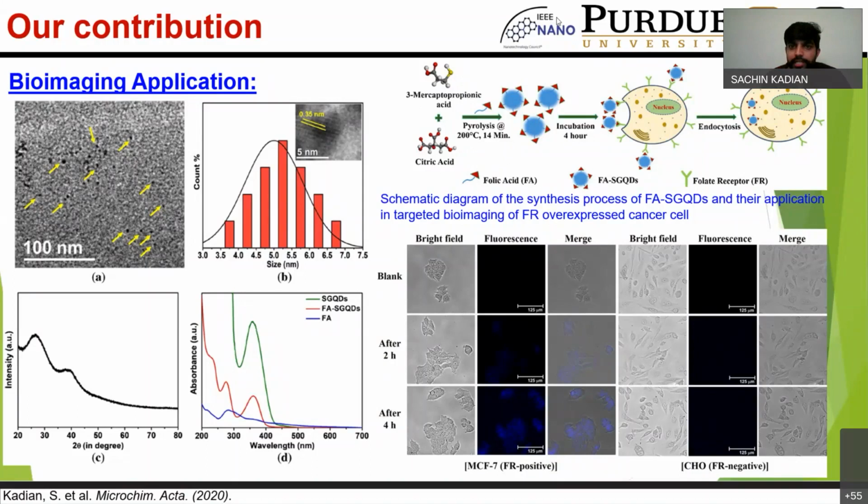As we performed the experiment, it was just a hypothesis that these FA-SGQDs, which we have synthesized, would interact with the FR positive cells, and they interacted, and only then they showed this kind of blue color, because these SGQDs were blue in fluorescence. But there was no such effect in the FR negative cells. Those cells didn't show any kind of fluorescence even after 4 hours. So we prepared this FA-SGQD in situ, not an external attachment of FA on SGQDs.